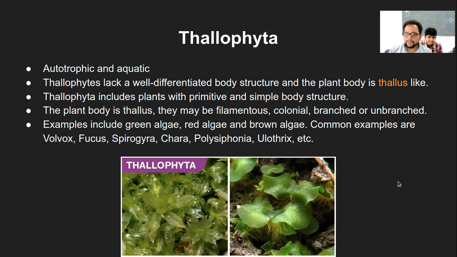Okay, so the first category of the plant within the kingdom Plantae is the Thallophyta. So Thallophyta is again autotrophic. So all the characteristics which are true for the kingdom Plantae will be true for Thallophyta as well. So they are of course autotrophic, but most importantly, these are aquatic plants, right?